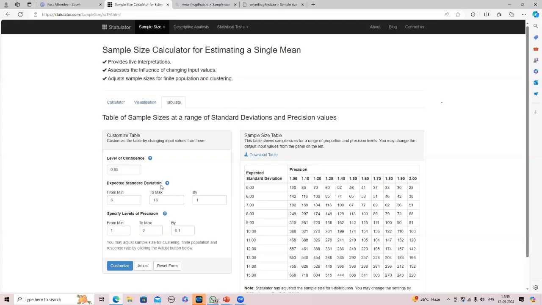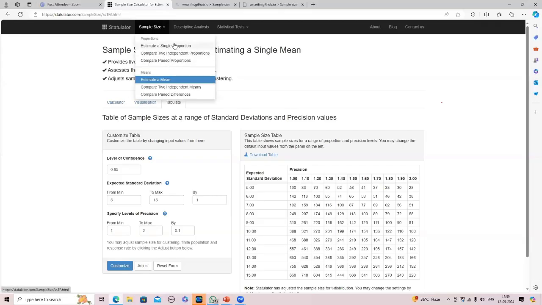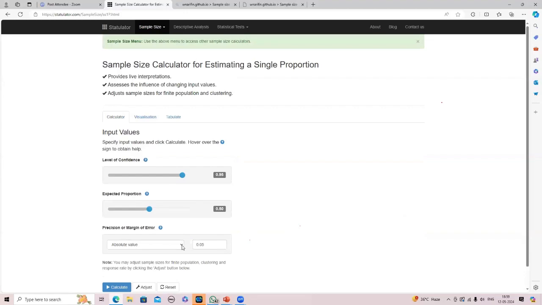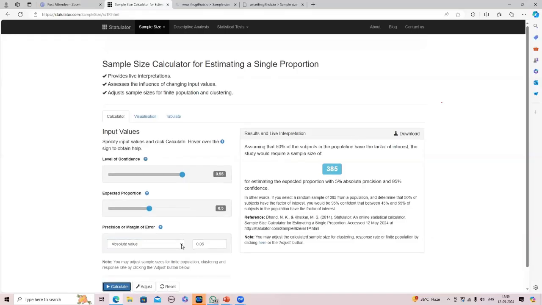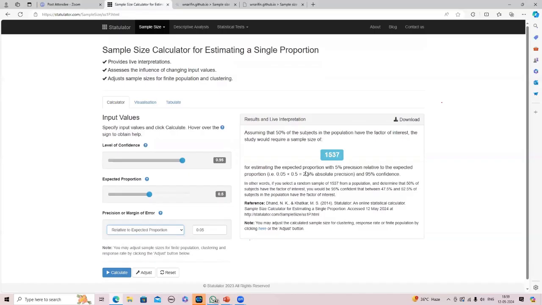So I will go back to this. Here you have to select absolute or relative. If you take absolute 5%, our range will be from 45 to 55, and the sample size is 385. If you go for the relative form, our absolute margin is equal to 2.5%. The calculator shows 0.5 multiplied by 5, so the absolute form is 2.5.